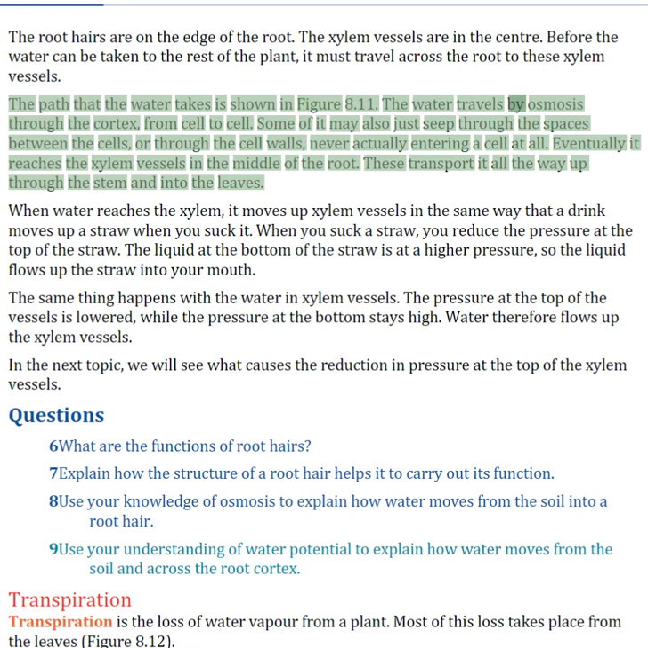The water travels by osmosis through the cortex, from cell to cell. Some of it may also just seep through the spaces between the cells, or through the cell walls, never actually entering a cell at all. Eventually it reaches the xylem vessels in the middle of the root. These transport it all the way up through the stem, and into the leaves.